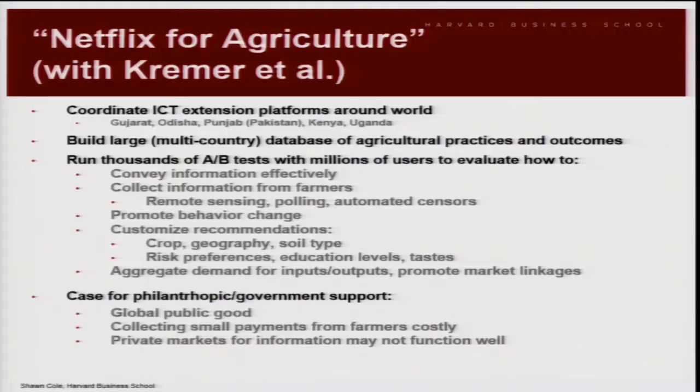So if we can coordinate ICT extension platforms around the world, we're working in two states, we're already working in Gujarat and Odisha, we're working in Punjab, Pakistan, Kenya, Uganda, build up a large multi-country database of agricultural practices and outcomes, run hundreds or thousands of AB tests with millions of farmers to figure out how to convey information effectively, collect information from farmers, promote behavior change, customize these recommendations by all sorts of farmer characteristics. I think this could be a dramatic improvement, or help promote dramatic improvement in agricultural productivity.